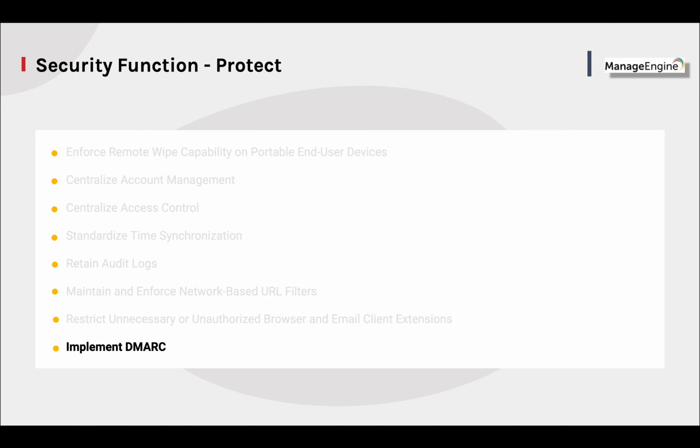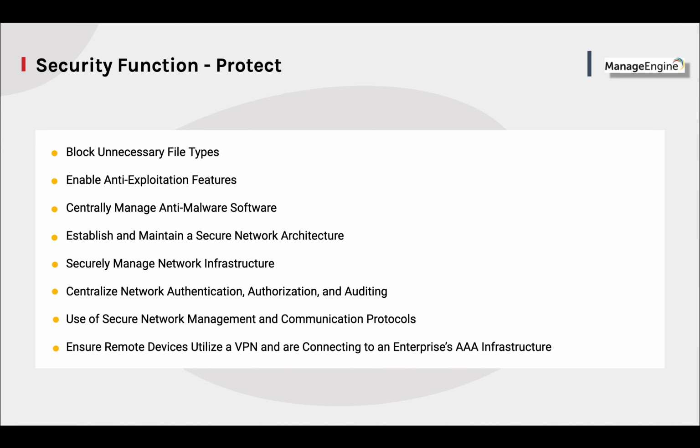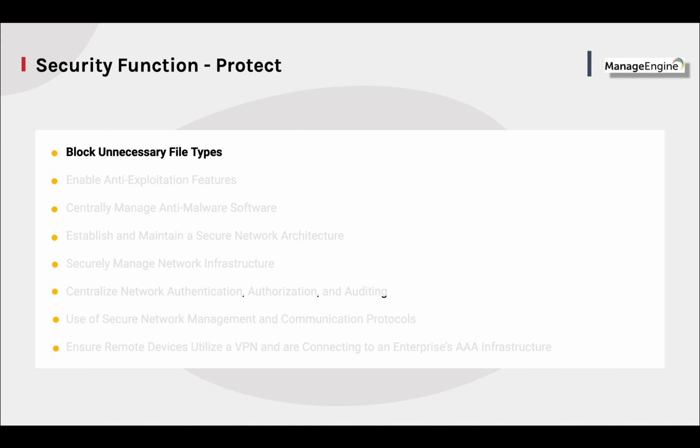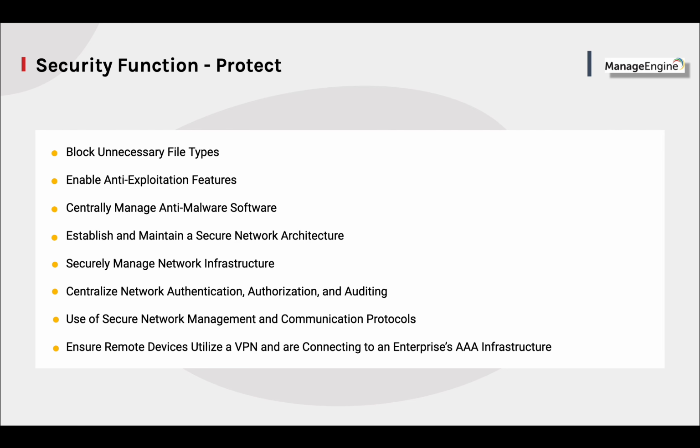Moving on to the next set of security functions, protect. Block unnecessary file types. This CIS control speaks on the enterprise email gateway, blocking all files that are not text, PDF, or JPEG, and known extensions which will not harm the environment.